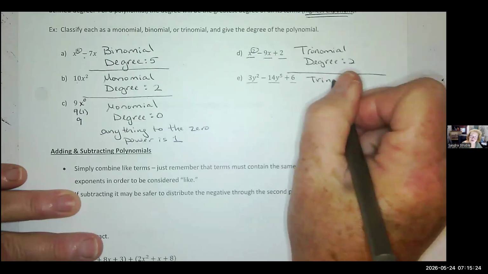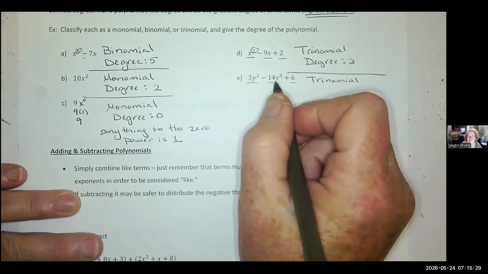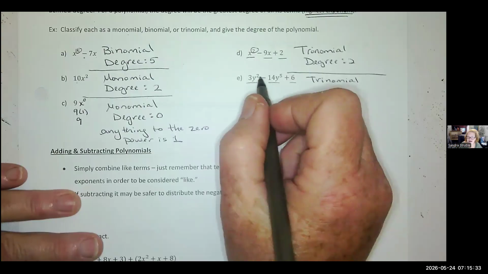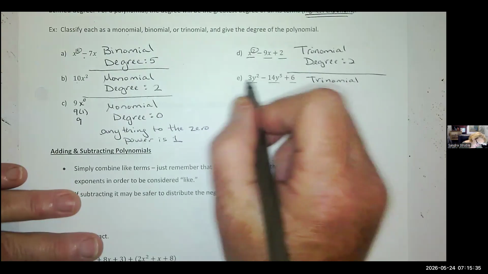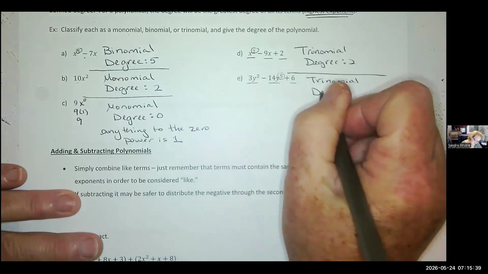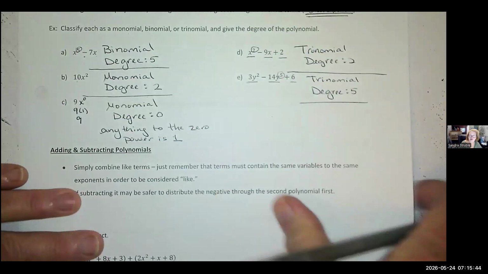And be careful, they're out of order. And I do this on my exams as well. I've seen me do it. The highest exponent is not 2. We're not going from highest to lowest. The highest exponent is 5. So the degree is 5.